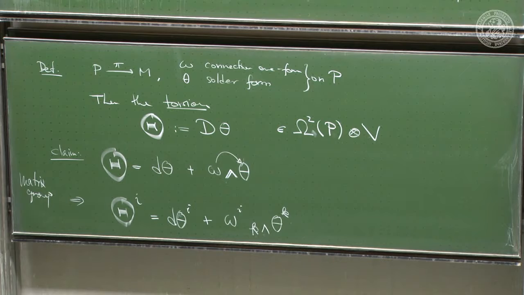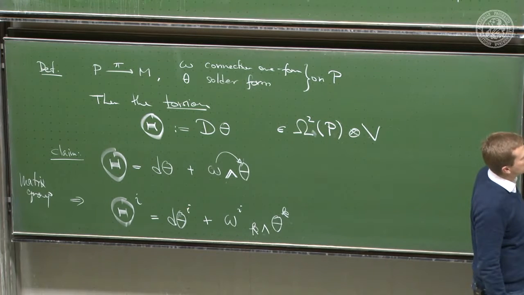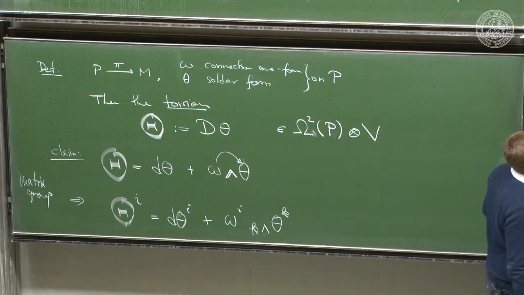And so finally we have a second Bianchi identity. Now, not a Bianchi identity for the curvature, but we have a Bianchi identity for the torsion as well.